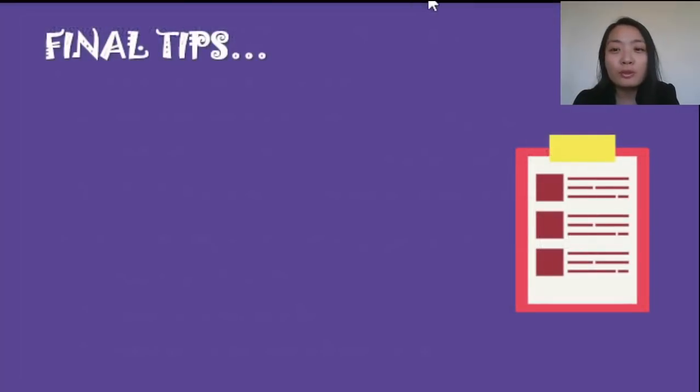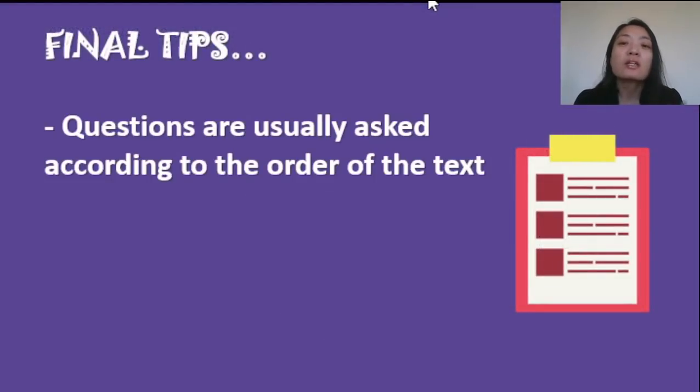So just a final note here and some final tips for all of you. The questions are usually asked according to the order of the text. That means if it's question 1, it will be somewhere around the top part of the text. If it's question 2, then probably somewhere below the answer for question 1. It will not be very, very far below. And if it's for question 3, it will be below question 2. The answer for question 3 will not appear before the answer for question 2. So it will be according to the order of the text.